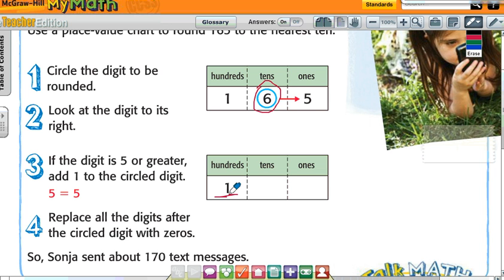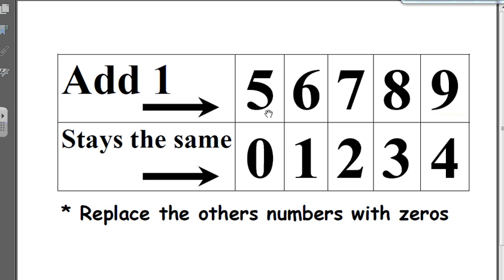Now it says look at the digit to the right. Put an X underneath the 6 for me, please. To me, that's helpful. And then put a little arrow pointing towards the 5 like this. Now look at the chart. What does the 5 say? Look at the chart, the little card that I gave you. So here's the 5. What does this tell you to do? Add 1.